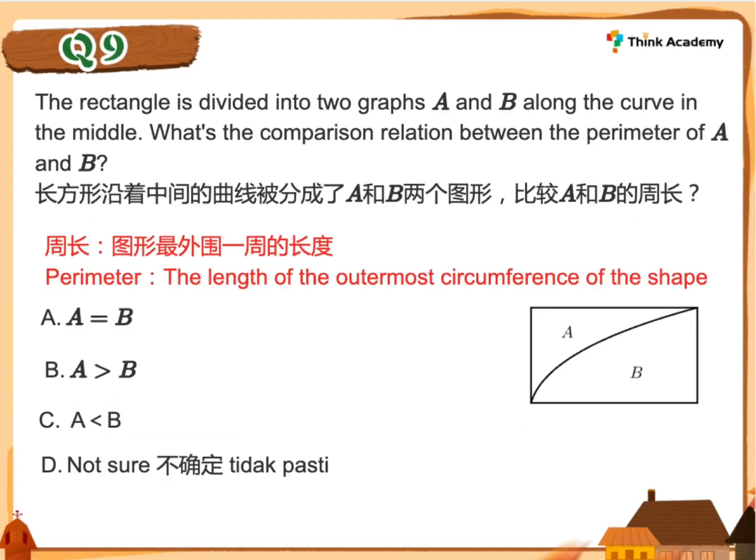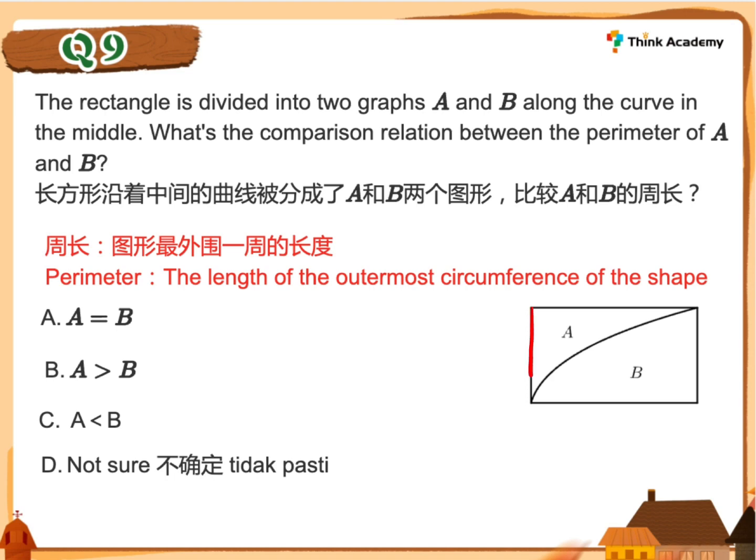And continue. Question 9, it's about the perimeter. So what is the perimeter? The perimeter means the length of the outermost circumference of the shape, right? Okay, so it also should be the closed shape. Yeah, enclosed shape. The rectangle is divided into the graph A and graph B along the curve in the middle. What's the comparison relation between the perimeter of A and B?